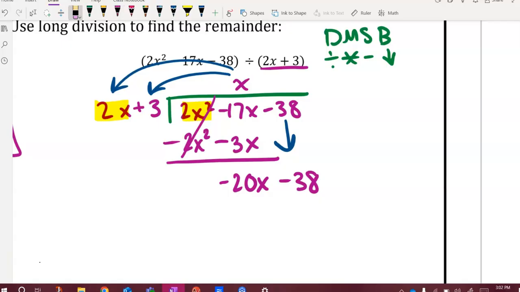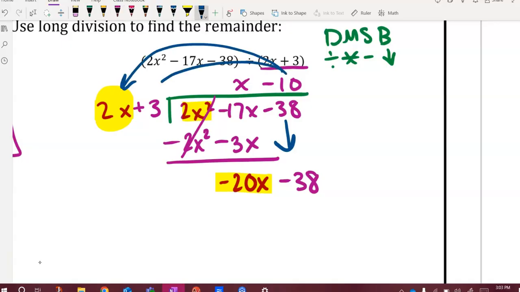Now, going back to dividing once again. Negative 20x divided by 2x. Well, 20 divided by 2 is 10, so negative 10. And then we can go back into multiplying. Negative 10 times 2x and negative 10 times 3. Negative 10 times 2x is negative 20x, and negative 10 times 3 is negative 30.